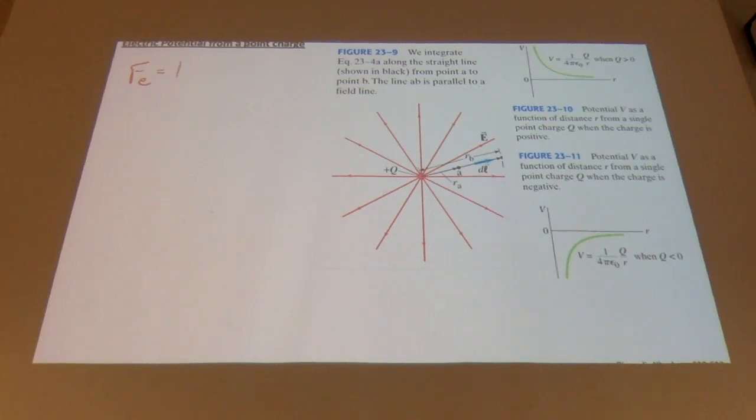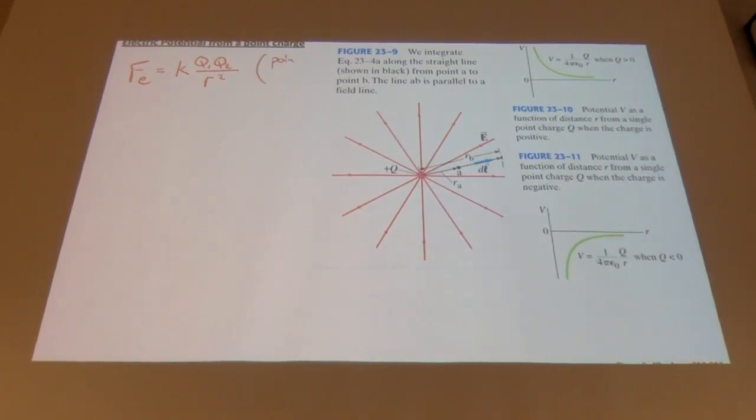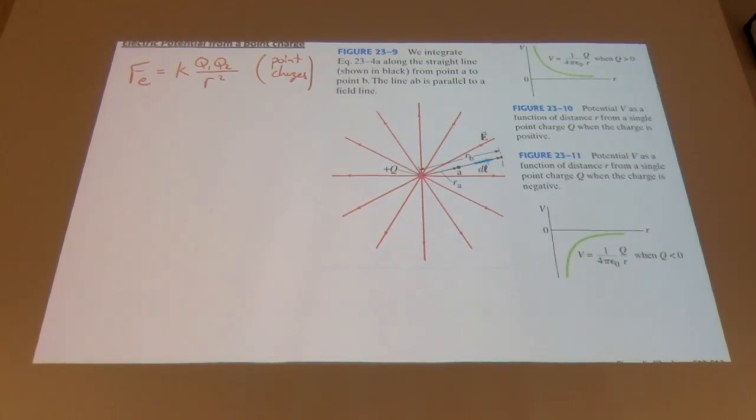We could write it as K Q1 Q2 over R squared, right? That is for dealing with point charges, two point charges. Both of them feel the same force on each other, okay? Then in the next chapter, we found the electric field created by a point charge.